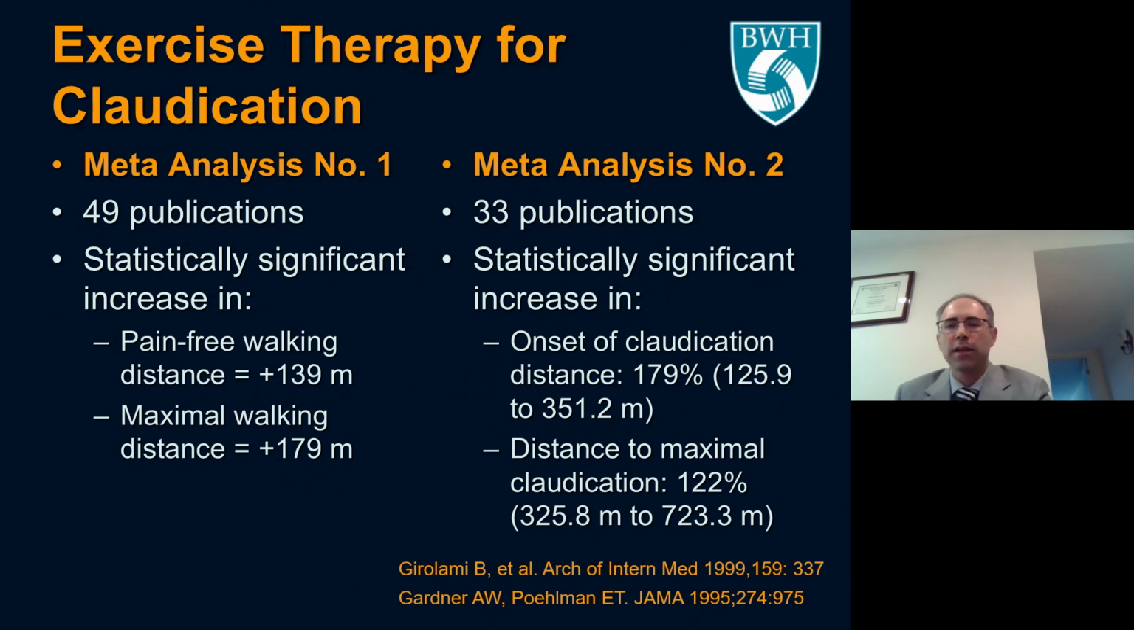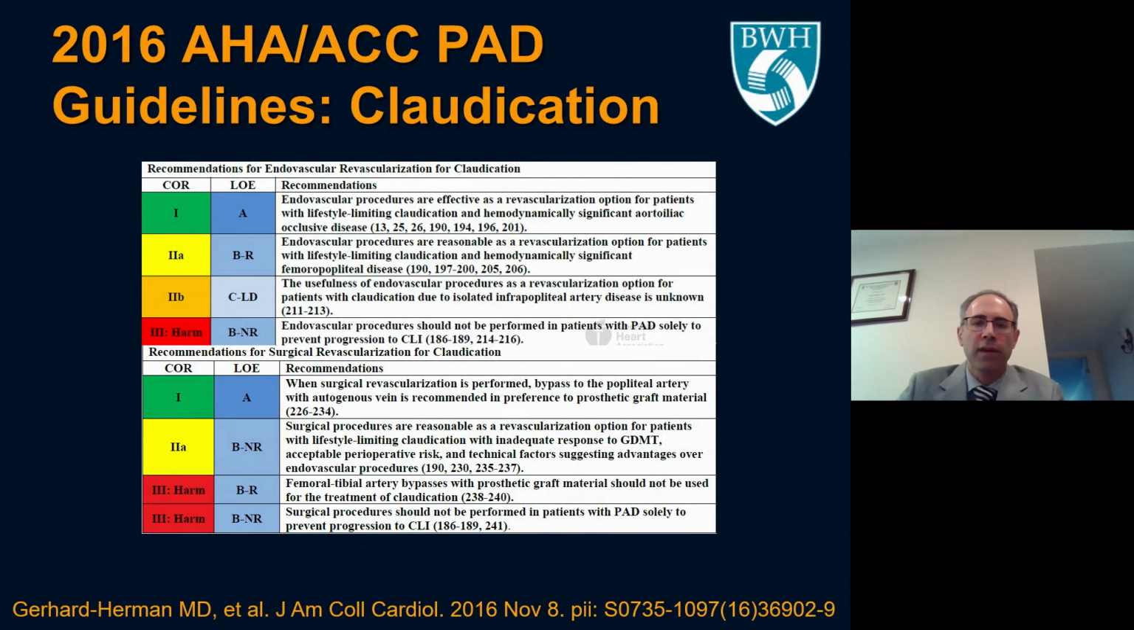There are 2 meta-analyses looking at exercise therapy for claudication, and what you see with this is an improvement in walking distance and pain-free walking. Exercise is really fantastic for these patients. And for patients that don't respond to typical medical therapy and exercise, we can think about endovascular procedures or surgery. Typically, we're looking for patients that have pretty severe symptoms that are lifestyle limiting.